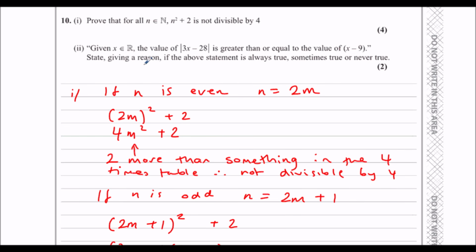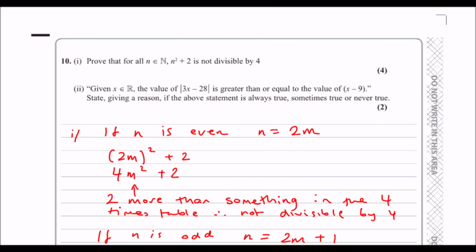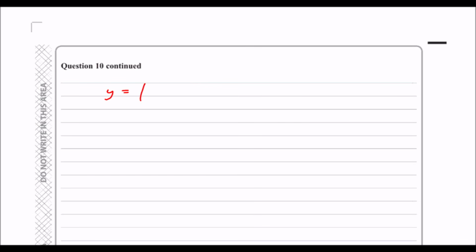Okay, so part II. Given that x is a real number, the modulus of 3x minus 28 is greater than or equal to x minus 9. State, giving a reason, if the above statement is always true, sometimes true, or never true. So the easiest way to do this is probably to sketch their graphs. So we'll have the graph of y equals the mod of 3x minus 28, and the graph of y equals x minus 9. If we sketch both these graphs on the same axes, we'll be able to see when one's greater than the other.